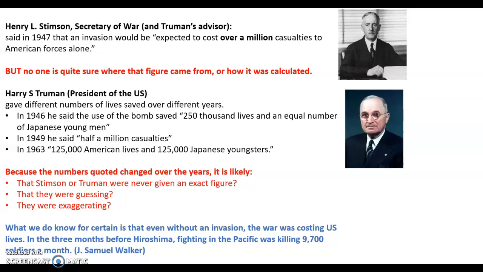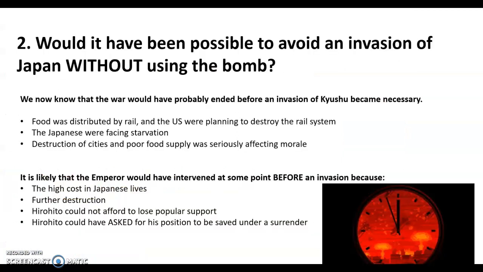They didn't have an exact figure when they were doing the decision making, and they might have been guessing, or later on after the bomb was dropped, when they were trying to justify their decision, they might even have been exaggerating. But what we do know, without a doubt, is that even without an invasion, in the 3 months before Hiroshima, every day the US was losing lives in the Pacific War, and every month they were losing 9,700 soldiers. So as far as Truman was concerned, dropping the bomb would end the war and stop the killing, and that was what he wanted, really.